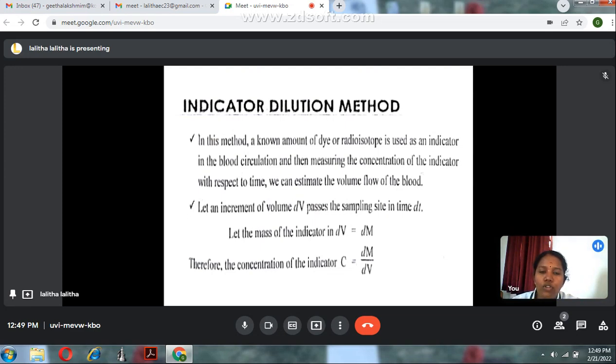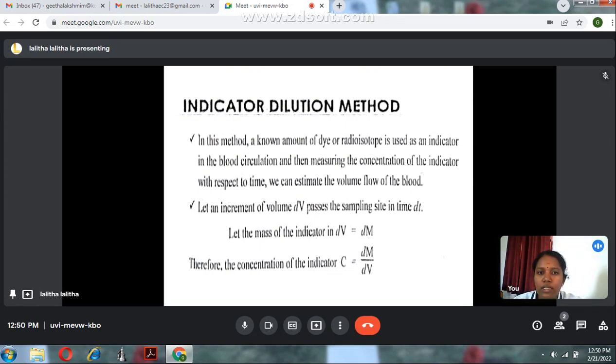In the indicator dilution method, dye or radioisotope is used as an indicator in the blood circulation. By measuring the indicator with respect to time, we can estimate the volume flow of blood in the body. Let an increment of volume dV pass the sampling site in time dt. The indicator in dV is equal to dM. Therefore the concentration of the indicator C is equal to dM divided by dV, where V is the volume and M is the mass of the indicator.